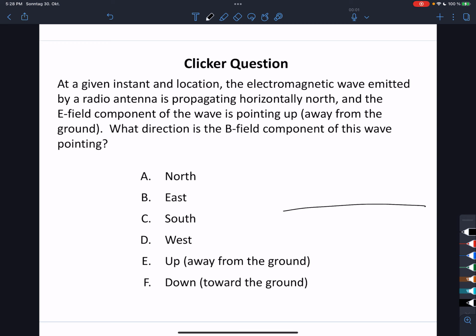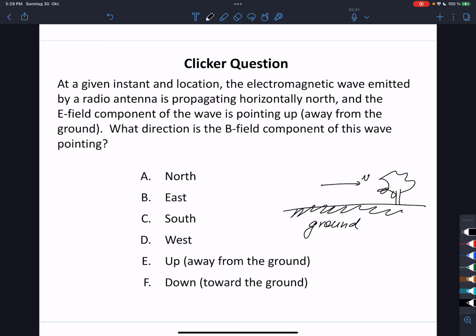Okay, so the first thing here is actually to draw the diagram. So this is my ground, and there is a tree here. Okay, very good. So we are set that the electromagnetic wave emitted by the radio antenna is propagating horizontally north. Okay, horizontally north. So let me say that this is north.